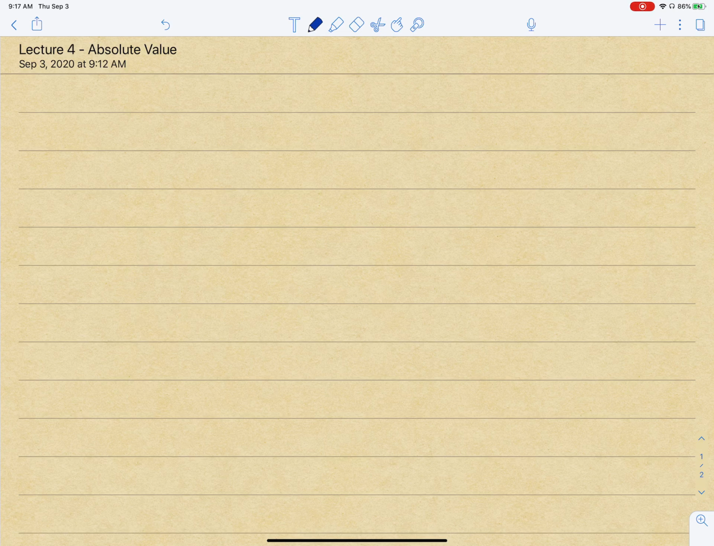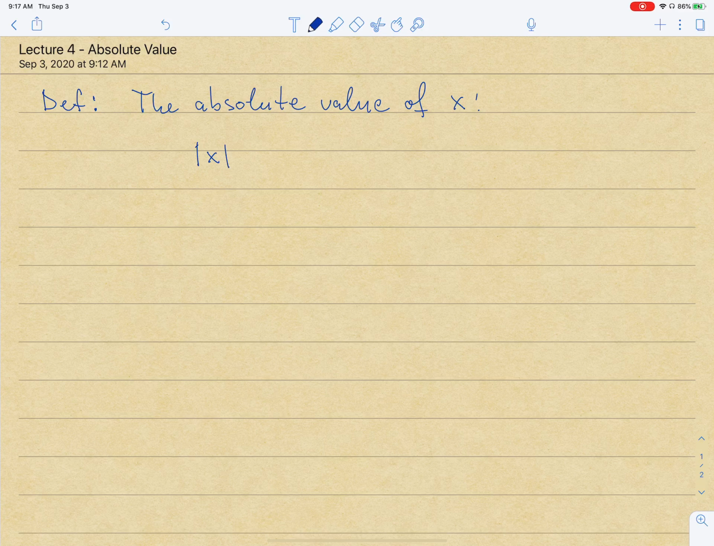So, first of all, the definition of absolute value of x is defined in the following way, using the standard notation. Absolute value of x is defined piecewise. It is equal to x if x is greater or equal than 0, and it is equal to minus x if x is less than 0.